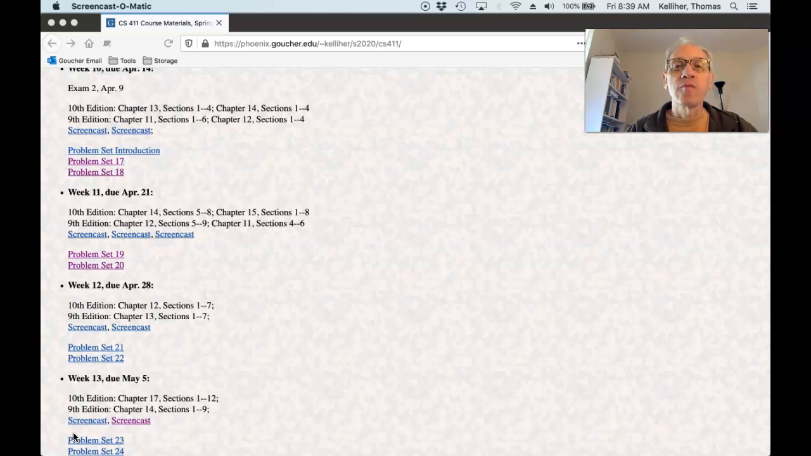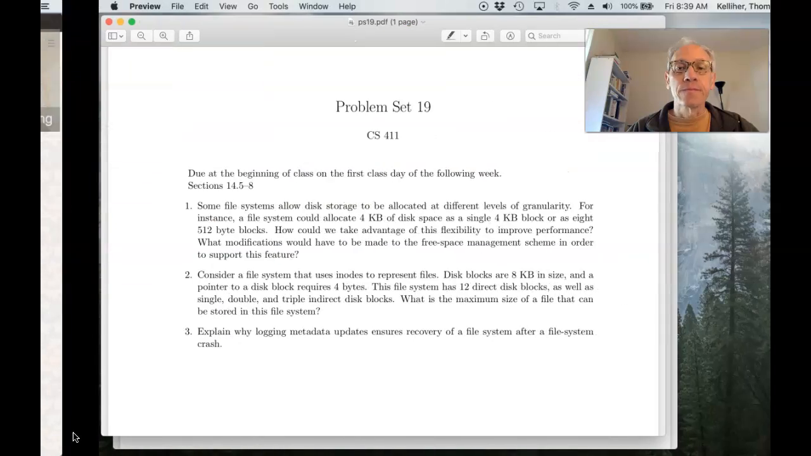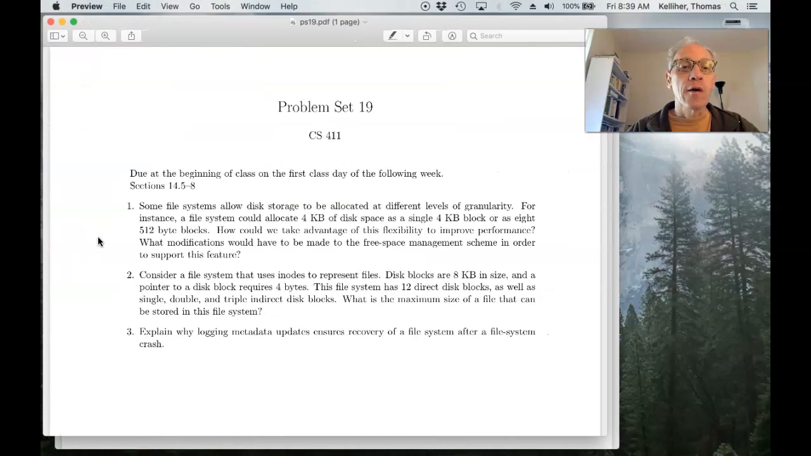This is the overview for problem sets 19 and 20. All right, question 1.